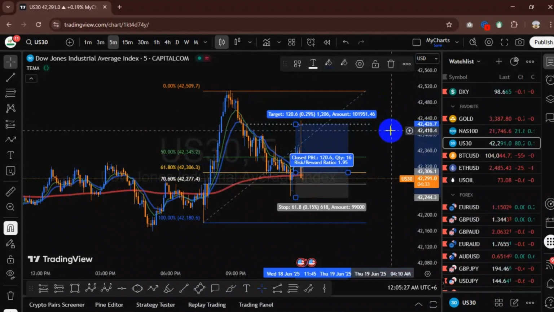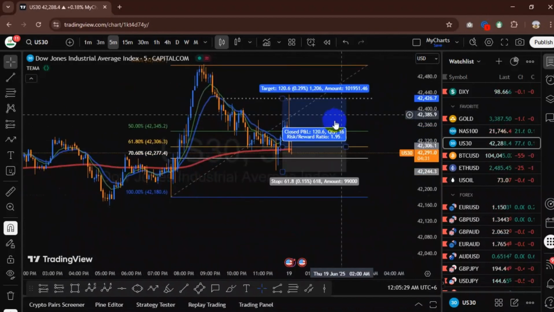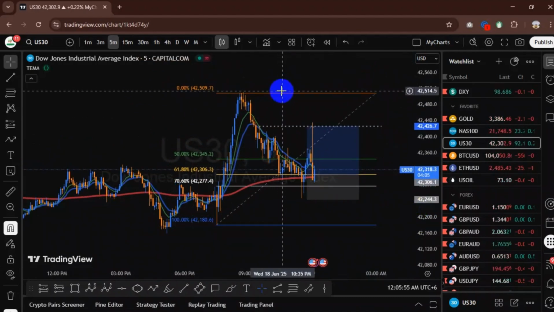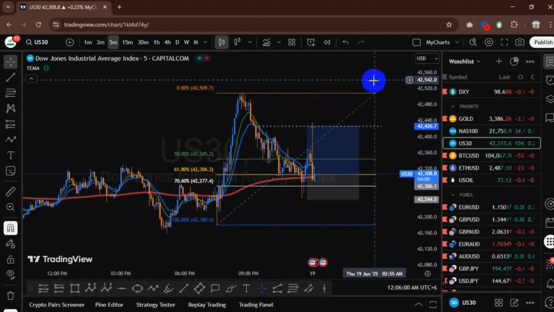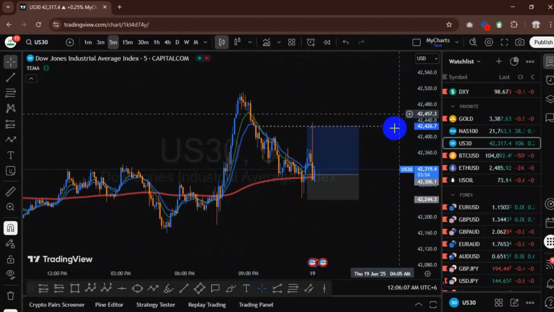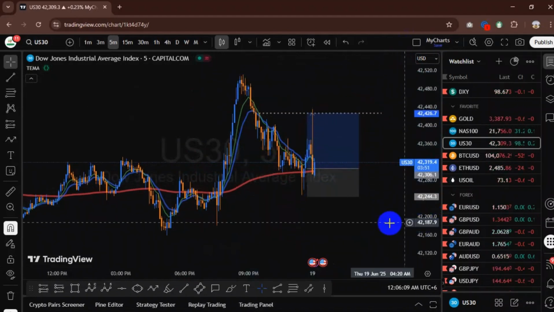You can see this was our primary target, 1:2. 1:2 is more than enough to be profitable with this high win rate strategy. I kept the Fibonacci to help you understand. Otherwise, I just mark the golden zone and then remove the Fibonacci, and the chart is much clearer.